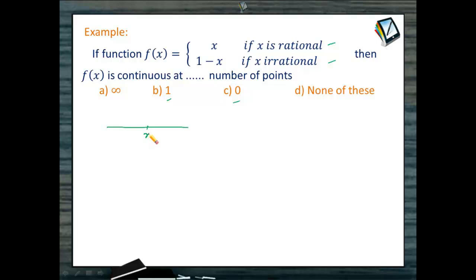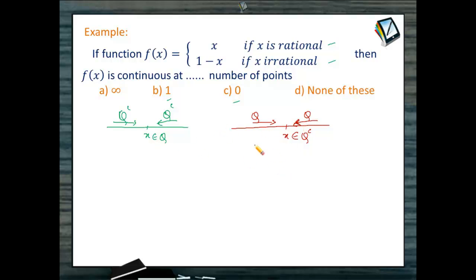If I take any rational number, say x is a rational number, then we have a property that to the left of x there are infinitely many irrational numbers, and to the right of this number there are infinitely many irrational numbers. Similarly, if I consider x as an irrational number, then to the left of the irrational number there are infinitely many rationals, and to the right of it there are infinitely many rational numbers. Do you remember the properties of real numbers?